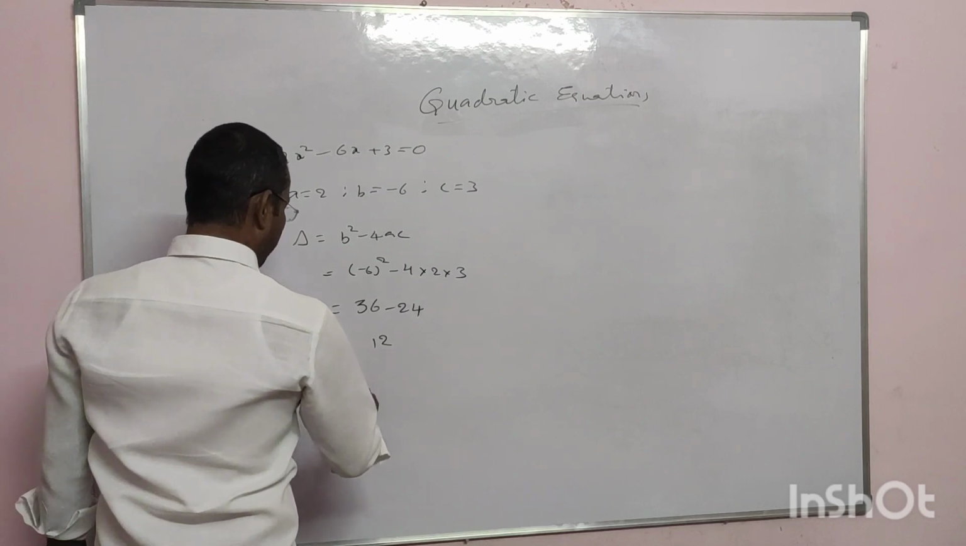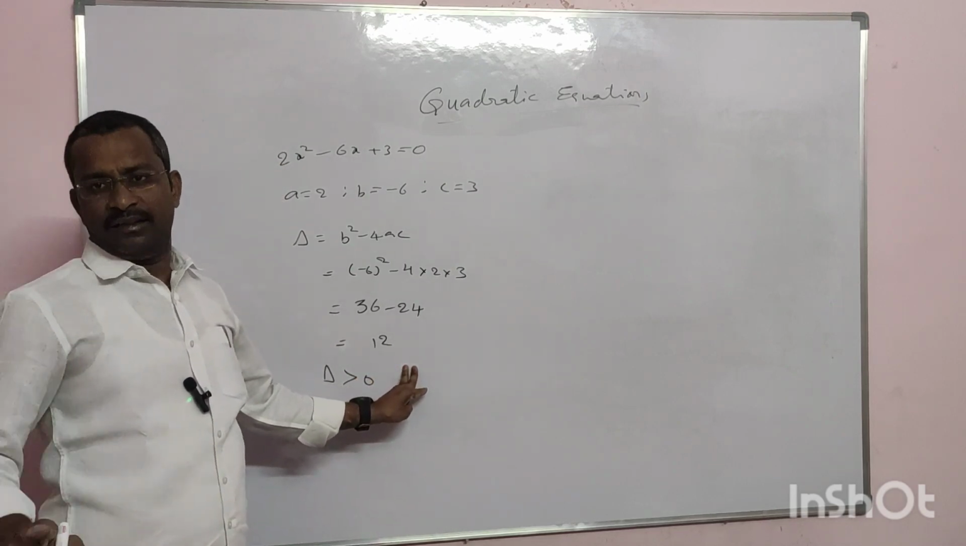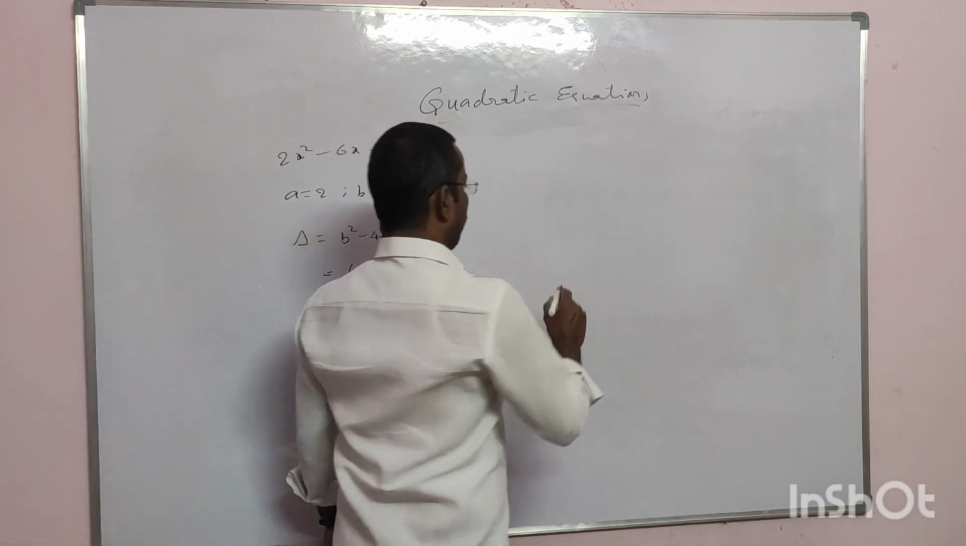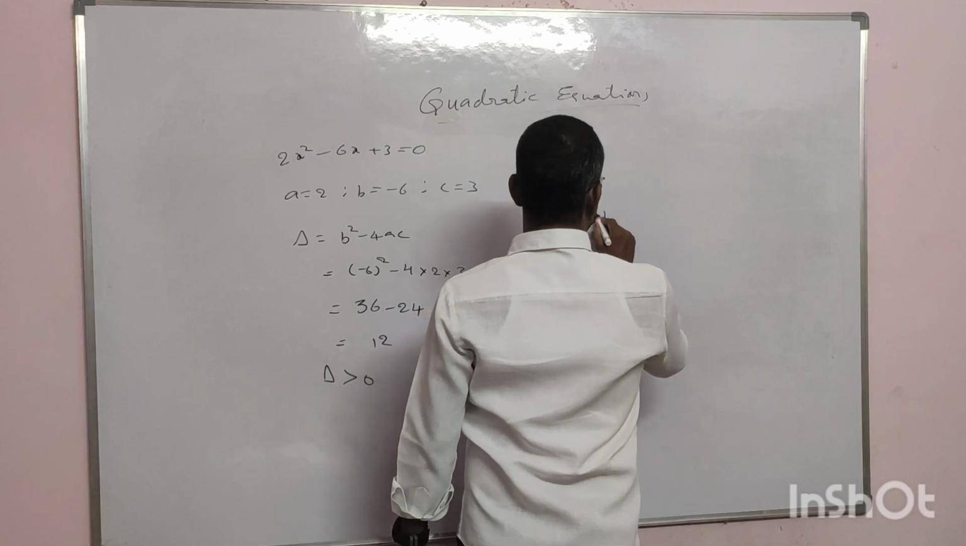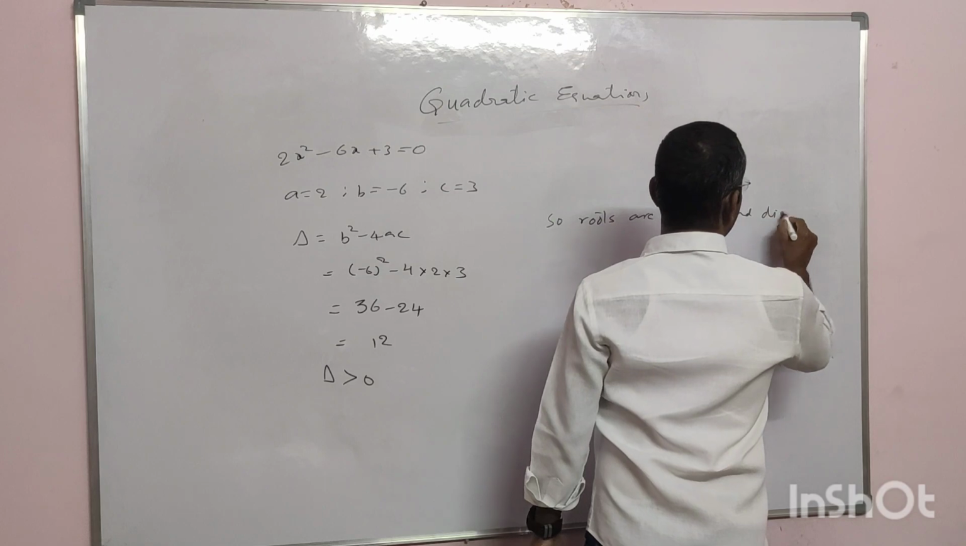So delta is greater than 0, because simply positive we say greater than 0, negative we say less than 0, 0 we say 0. Okay? Delta is greater than 0. What is the comment? So roots are real and distinct.